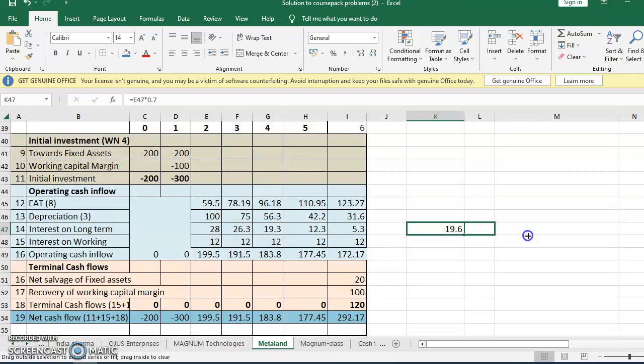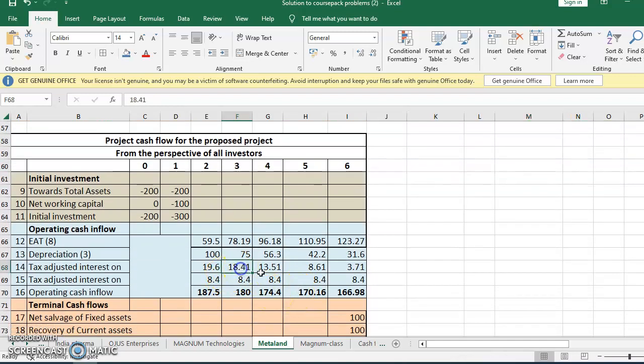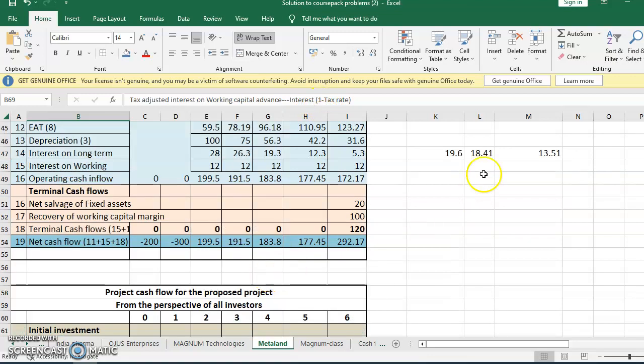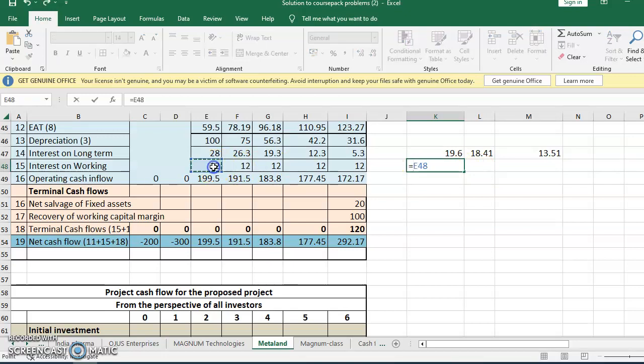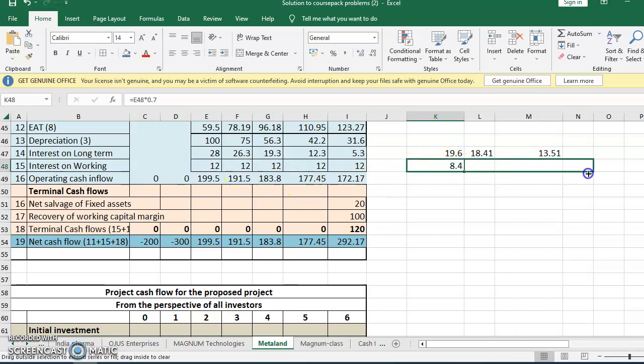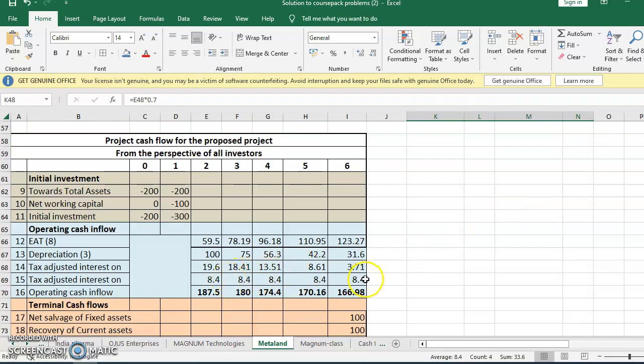If you take this likewise, you'll get the values 18.41, 13.51. It goes on like that. Just have a look at it. So that's how you got it, right? Same way, tax adjusted on your working capital advance interest: interest into 1 minus the tax rate. How do you get this? 12 into 0.70. Correct? So this is going to be the same. 8.4. See, this is how we got tax adjusted interest on working capital advance.